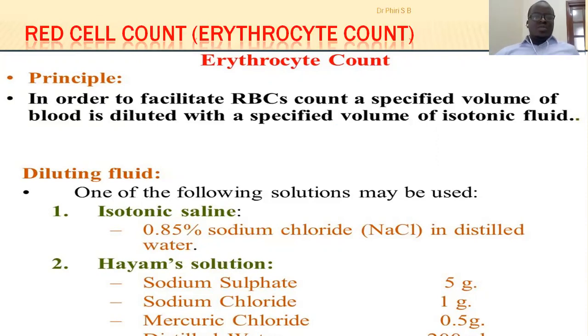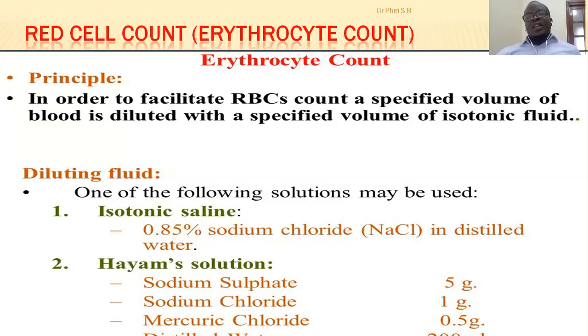But why do you want to dilute the red blood cells? Remember, the whole blood contains a lot of cells. You're talking of millions of cells per microliter of blood. So if you just get a microliter of blood or a drop of whole blood without diluting it, and then you want to count cells under the microscope, you won't be able to count them.